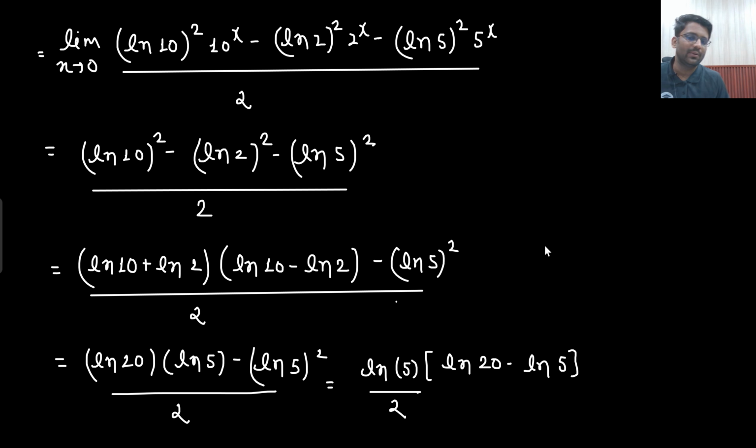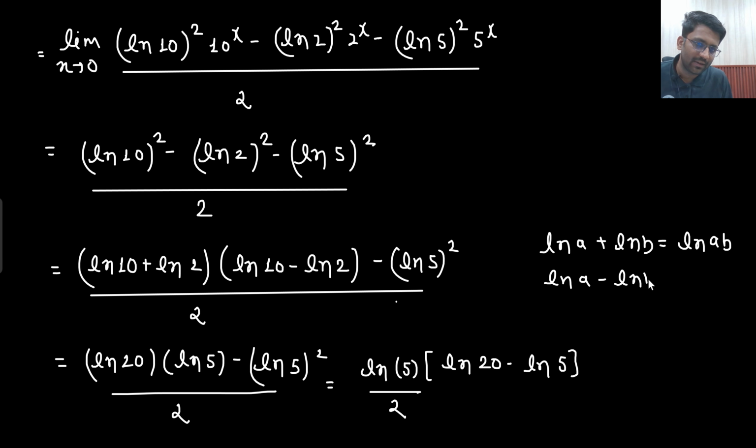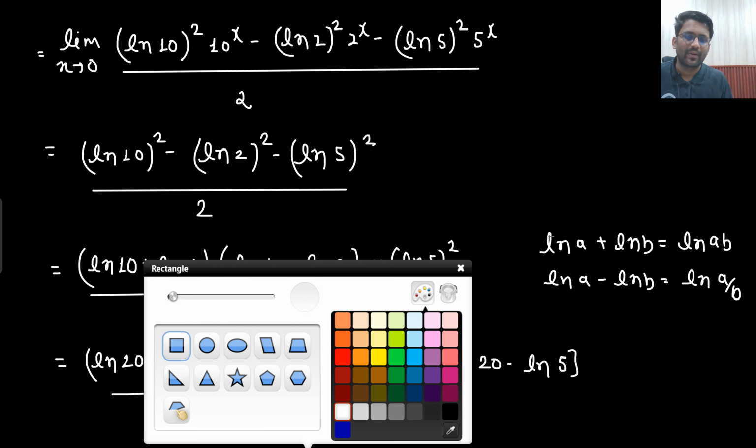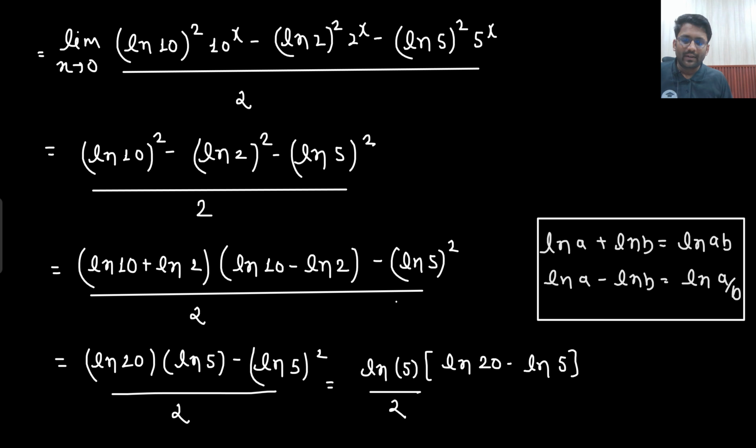Ln 10 plus ln 2, ln a plus ln b, what that would be? Ln ab. That property I have applied. Ln a minus ln b, what that would be? Ln a by b. That property we have applied here. Right, so here we got ln 5, ln 20. Now ln 5 we took common, so ln 20 minus ln 5. Now again ln a by b, so it will become ln 4. So ln 5 multiply with ln 4 divided by 2. That's the answer we are getting.